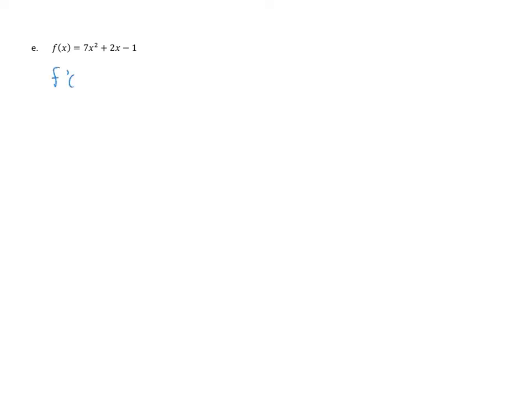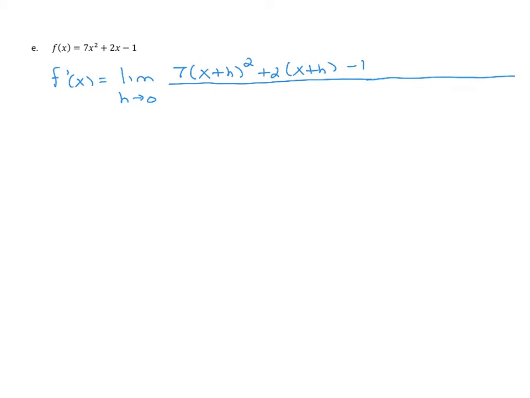f prime of x is equal to the limit as h goes to 0 of, okay, I'm going to put x plus h in place of all the x's. So I get 7 times x plus h squared plus 2 times x plus h minus 1. The definition then says to subtract off the entire function itself. So I'm subtracting 7x squared plus 2x minus 1, being careful to use parentheses to indicate that I'm subtracting the entire function. And then I divide by h.